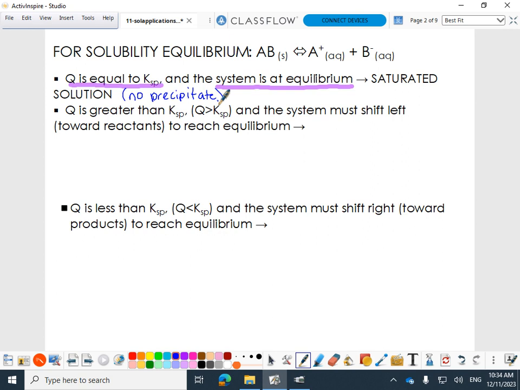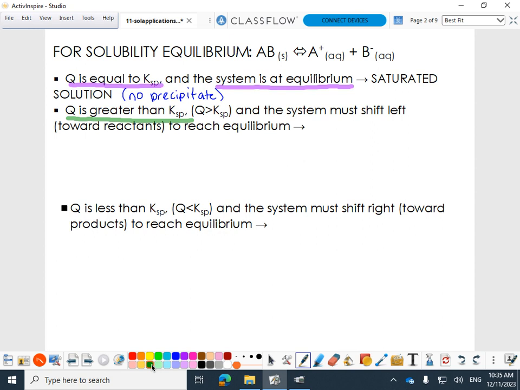It will be the other two conditions that are more interesting, okay? So Q greater than Ksp and Q less than Ksp. Just like last time, you can use the alligator signs or not. It's up to you. You can use the words. So if Q is greater, then our number needs to get smaller. If you like to think of a ratio, 1/4, 4/1, the bottom needs to get smaller.